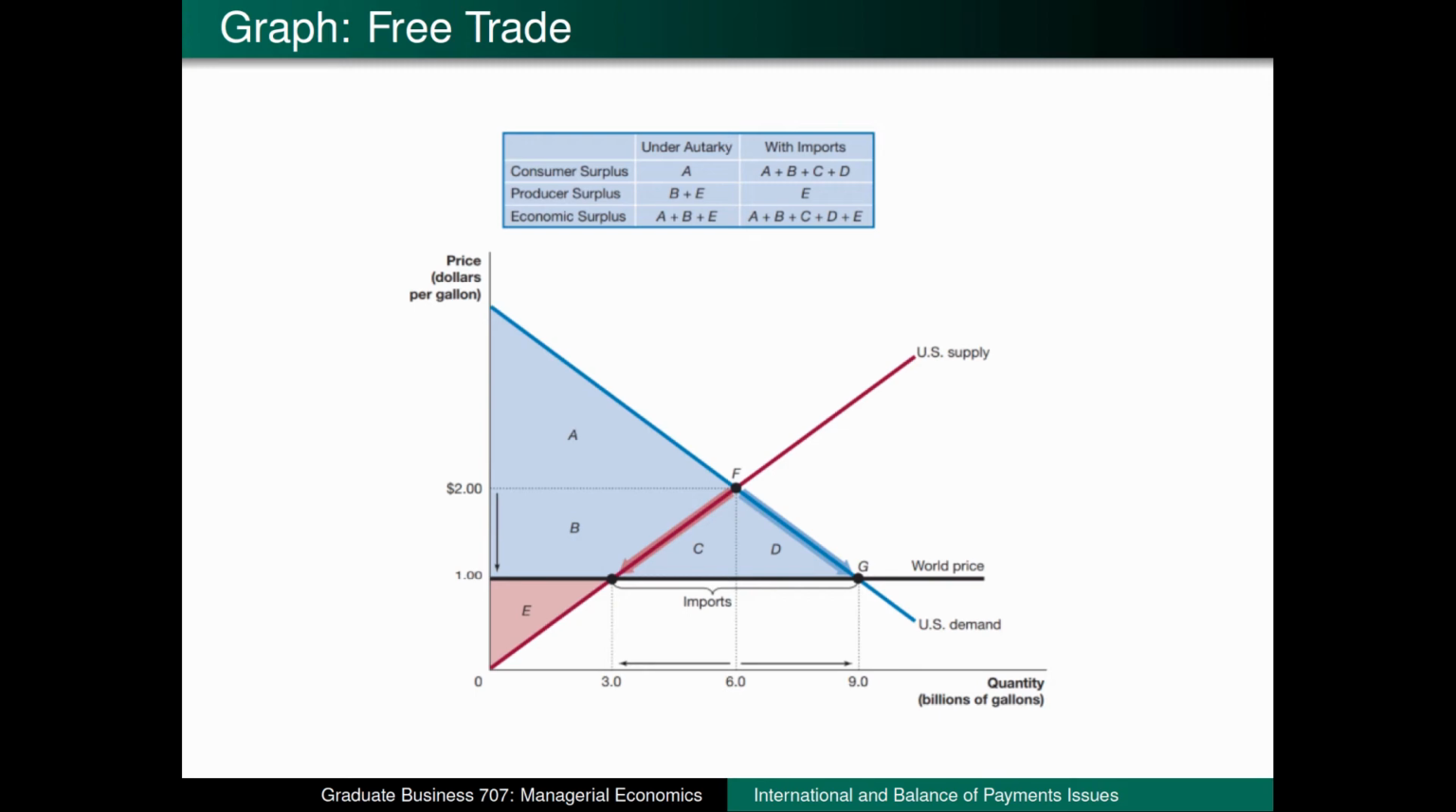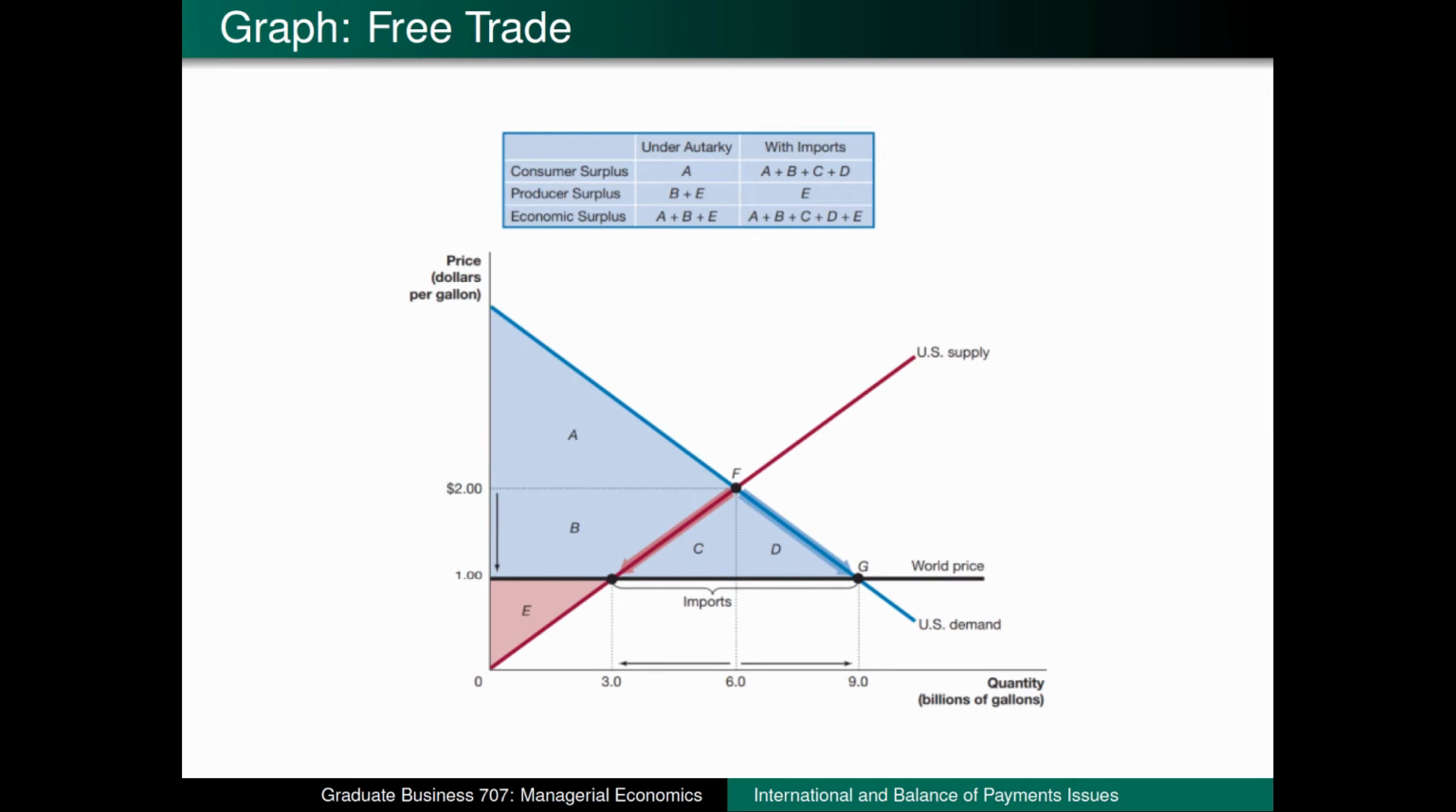Also, more consumers are able to purchase ethanol since quantity demanded increased, so that's another reason why consumers win in a free trade scenario. Low price and plenty of quantity is a great deal for consumers. But what happens to domestic producers?